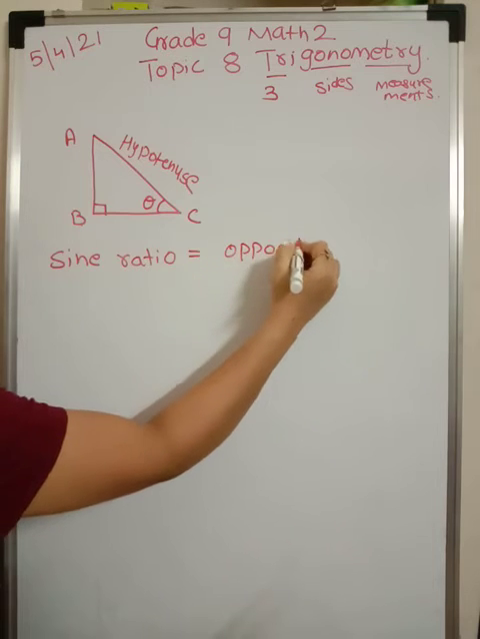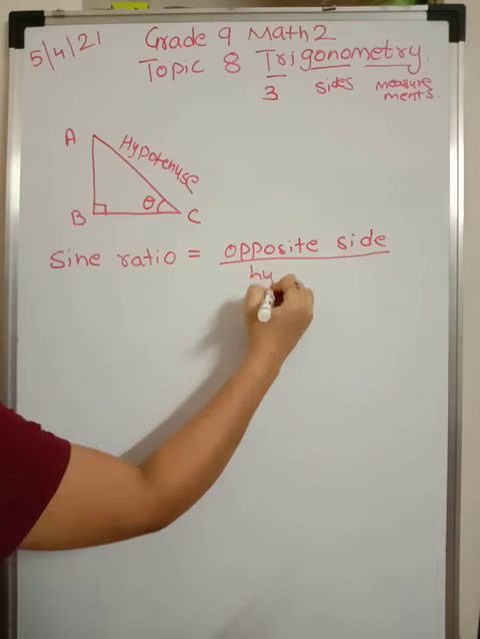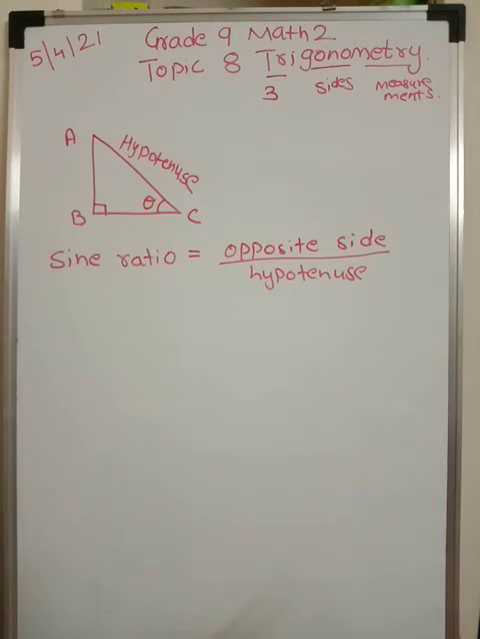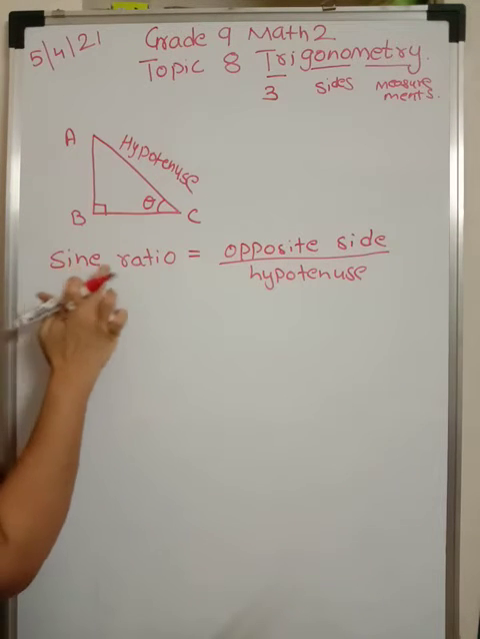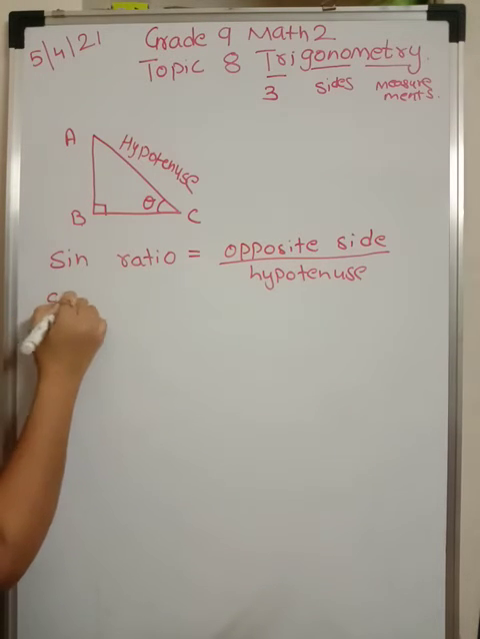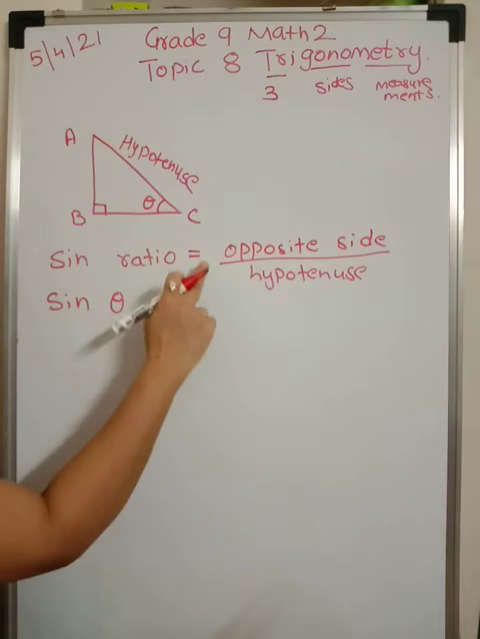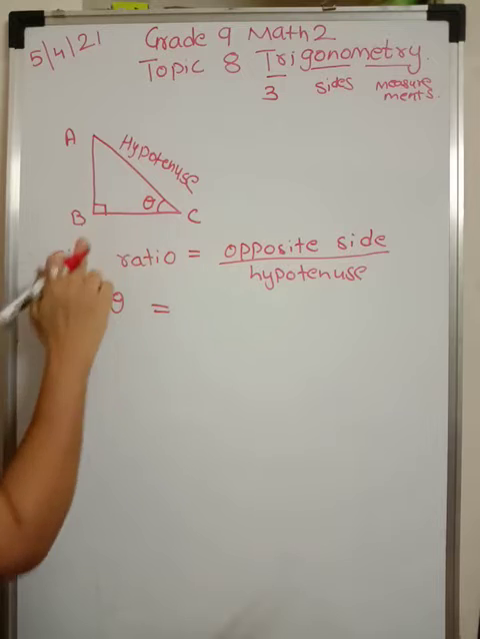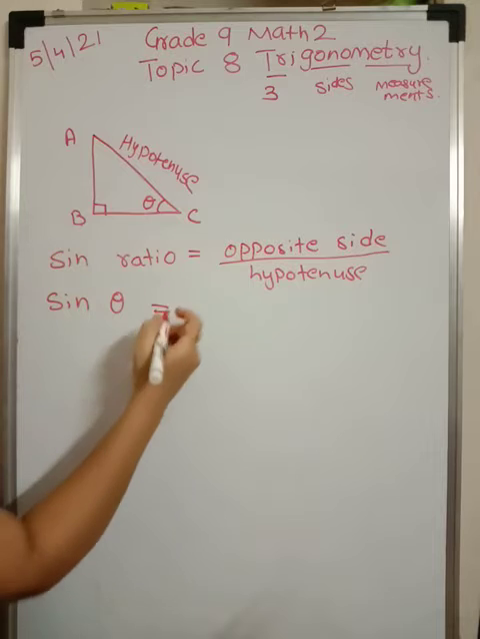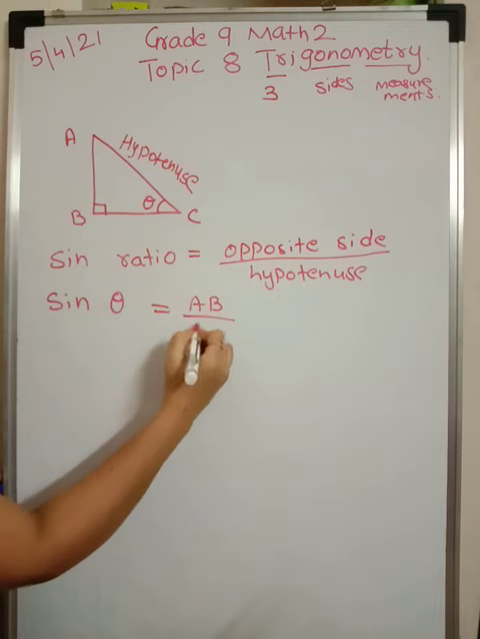Opposite side upon hypotenuse. How to use this? Just see now. If I want to find sine theta, now this is the formula. Theta is this angle. Now sine theta is opposite side. Which is the side opposite to theta? It is AB. So I will write here AB upon hypotenuse, which is AC.